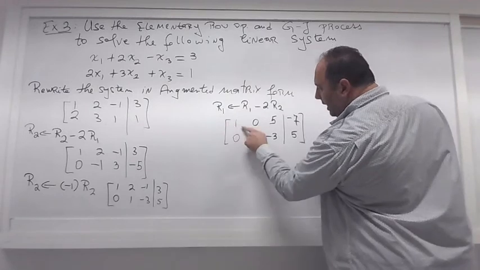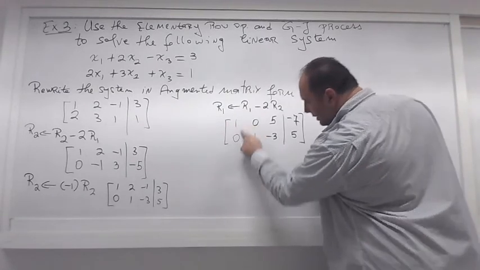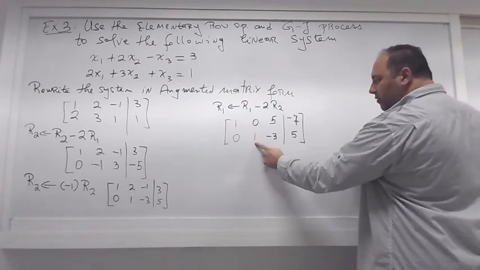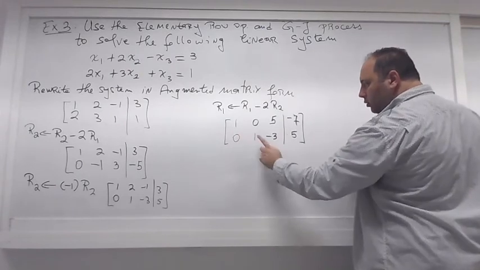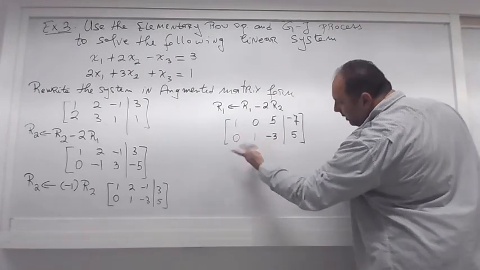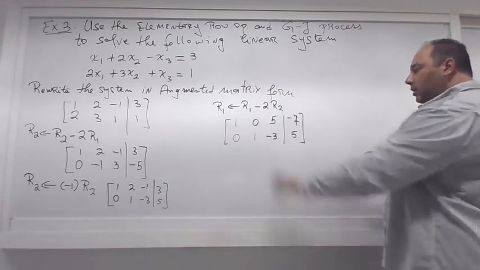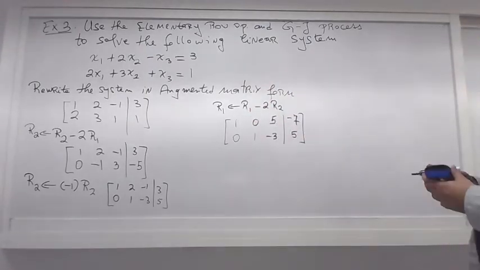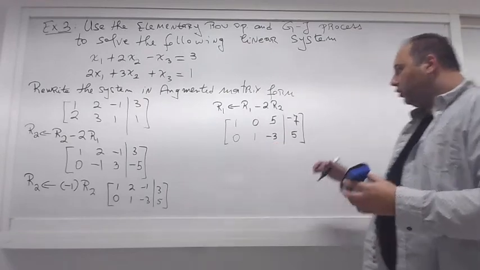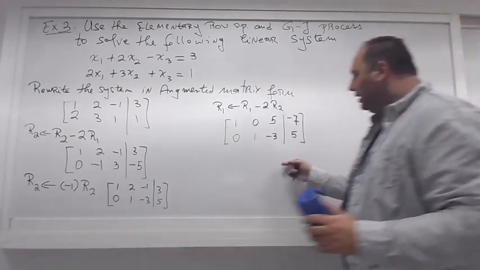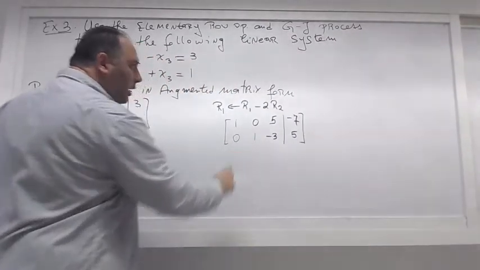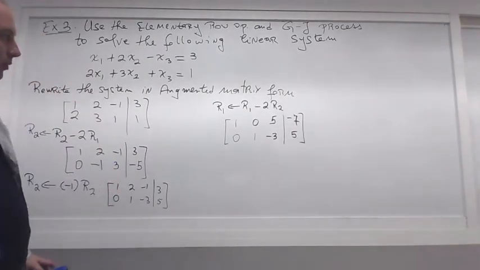I have my leading entry, 1, and 0 is below. Yes. I have my leading entry in row 2, and 0 is below, well, because there's nothing; it is finished, and 0 is above. Yes, done. So this is my reduced echelon form. Yes, sir, I'm done. So now from here, I write my equation.